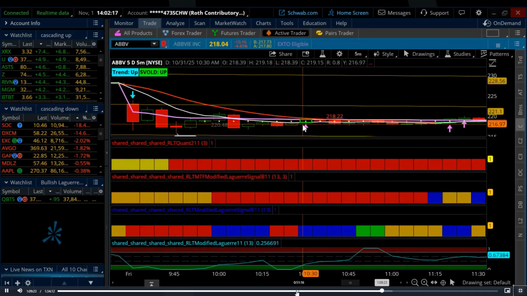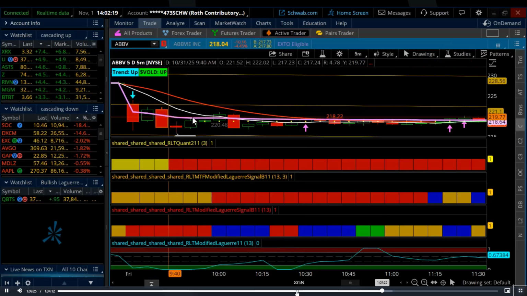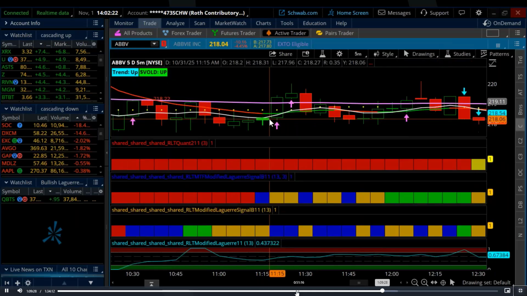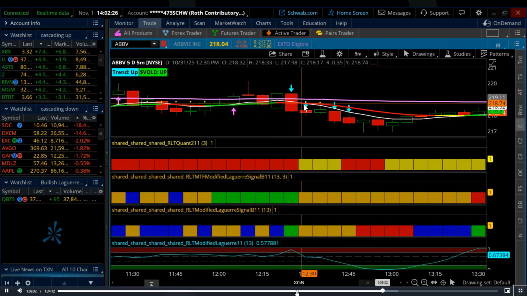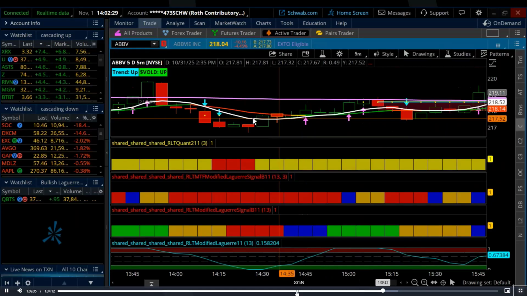And it's pretty choppy, actually. It's gapped down. It's pretty choppy. Not too many really good entries on ABBV during the intraday trade, but it's a nice swing type trade. It's okay right here, but not great. Okay, so that's what we look for.